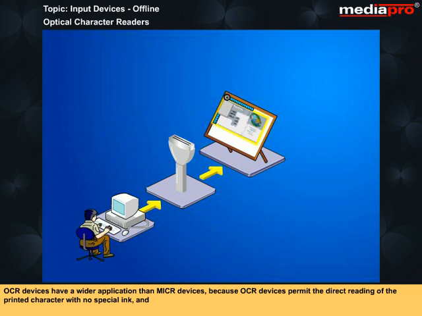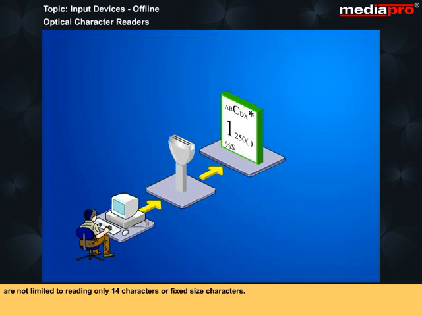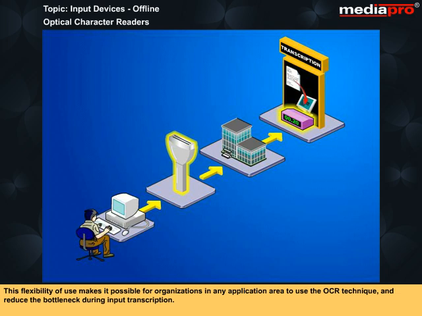OCR devices have a wider application than MICR devices because OCR devices permit the reading of printed matter with no special ink and are not limited to reading only 14 characters or fixed size characters. This flexibility of use makes it possible for organizations in any application area to use the OCR technique and reduce the bottleneck during input transcription.